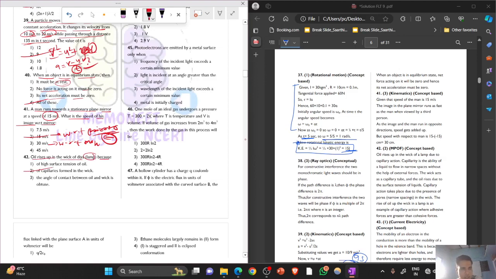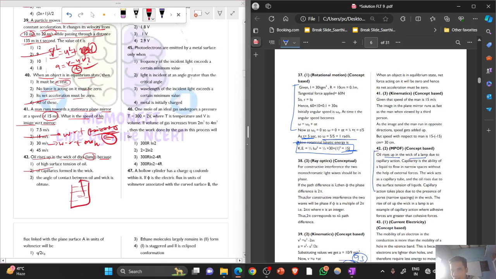Due to the capillary effect, you know, any liquid rises due to the effect of capillary. You can also understand the theory from here. Oil rises up in the wick of a lamp due to capillary action. Capillary action is the ability of a liquid to flow in narrow spaces without the help of external forces. The wick acts as a capillary tube and the oil rises due to surface tension of the liquid.